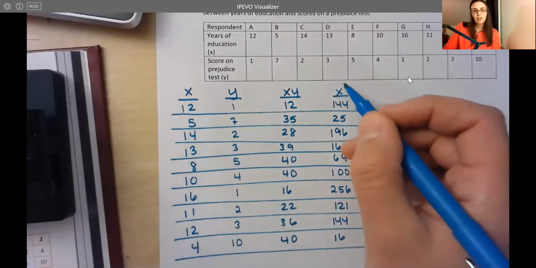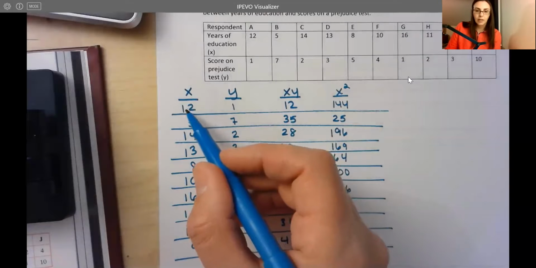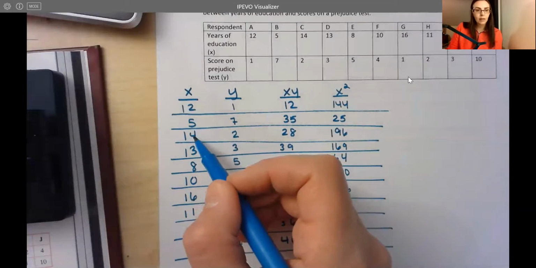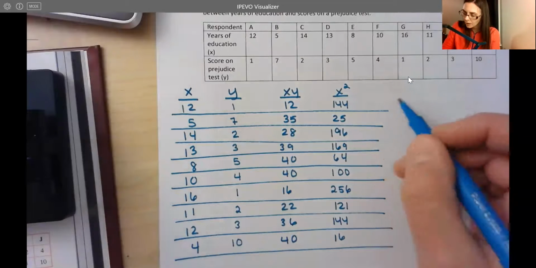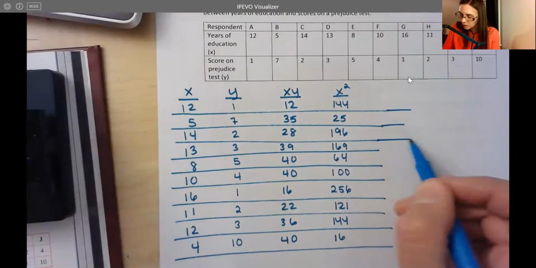So remember, when you're squaring, you're just taking that same number times itself. So 12 times 12, 5 times 5, 14 times 14, and so on. And finally, I'm going to do those y's.